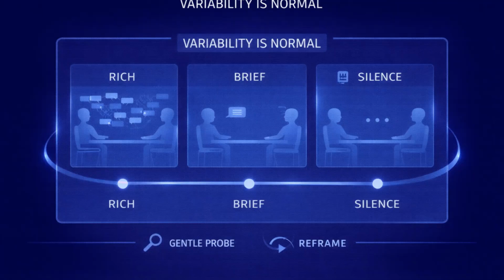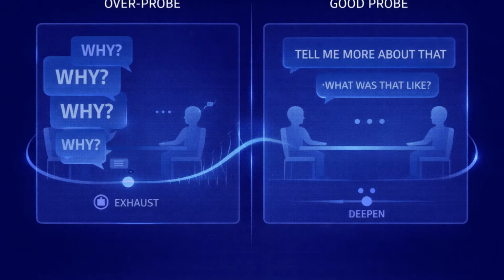Strong interviewing also recognizes that not every participant will respond richly to every question. Variability is normal. Silence, brevity, or hesitation are not failures. They are part of the interaction and may require gentle probing or reframing. It is also possible to overprobe. Repeating why, or pressing for detail beyond what a participant is comfortable sharing, can shut down conversation. Probing should deepen meaning, not exhaust participants.